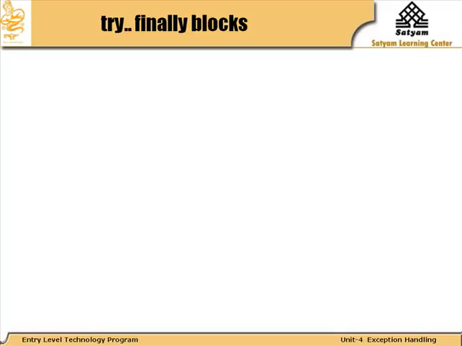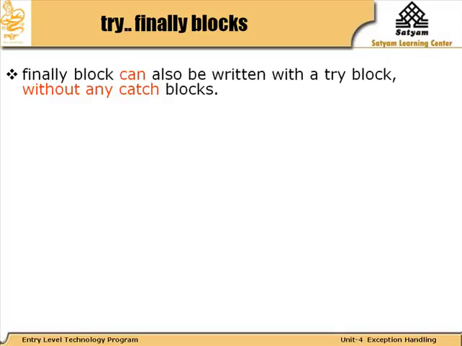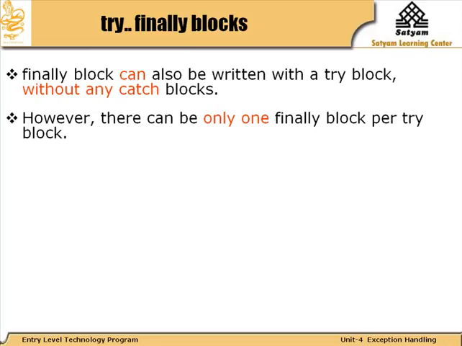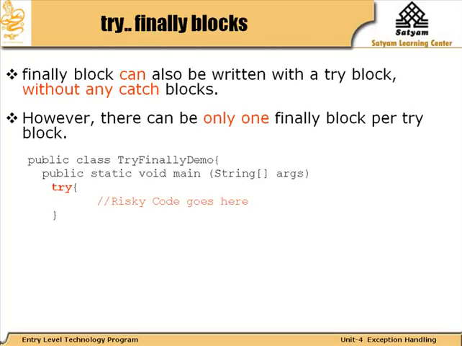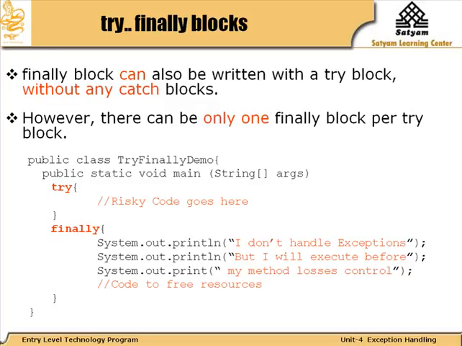Try and finally blocks. Finally blocks can also be written with a try block without any catch blocks. However, there can be only one finally block per try block. Here is an example where I have a try block which could have some risky code. And here comes the finally block. Please note that finally blocks are not meant for exception handling. They execute irrespective of an exception.